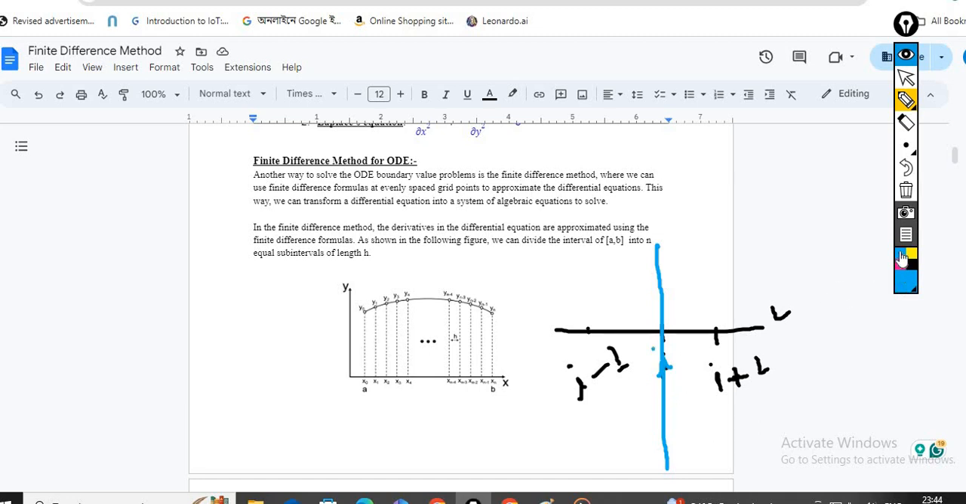Now let me just write it. So this is i, for this particular axis. Now if you consider this other axis, this point is considered as j. Now we can consider the next point as j plus 1, and the earlier one as j minus 1. So you have two variables where iterations are represented by i and j. But when we have an ordinary differential equation, we have only i.